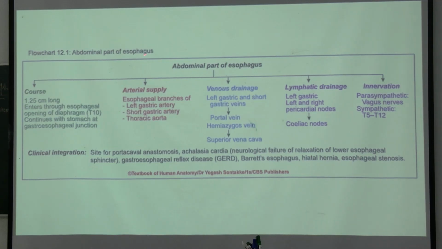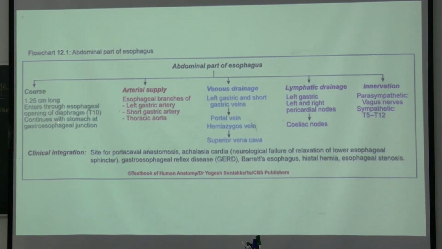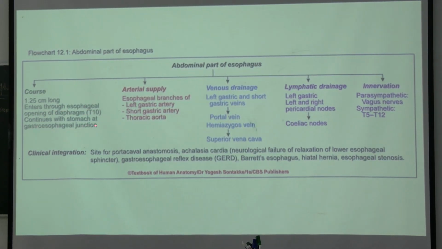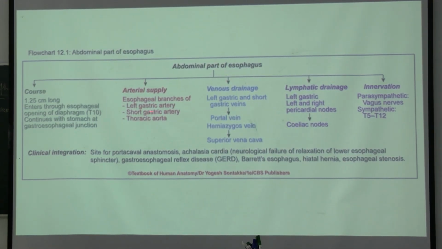Now, the abdominal part of the esophagus is 1.2 centimeters long, enters through the esophageal opening of the diaphragm at T10 level, and continues with the stomach at the gastroesophageal junction. Arterial supply: esophageal branches of the left gastric artery, short gastric artery, thoracic aorta.